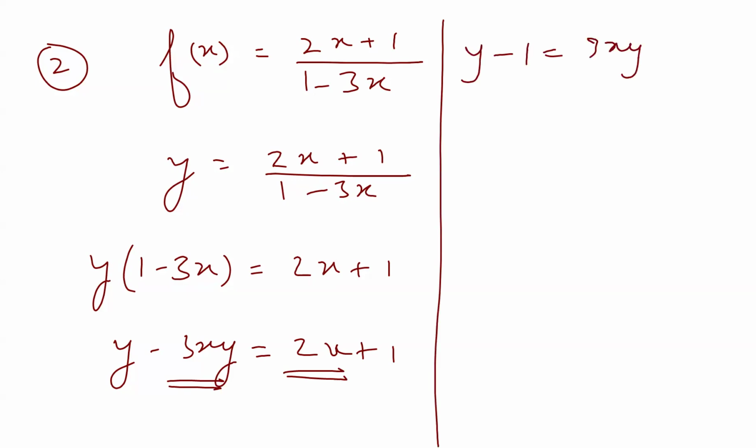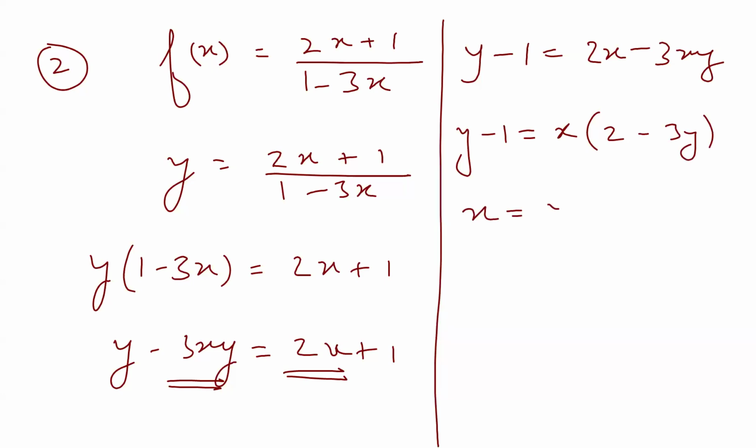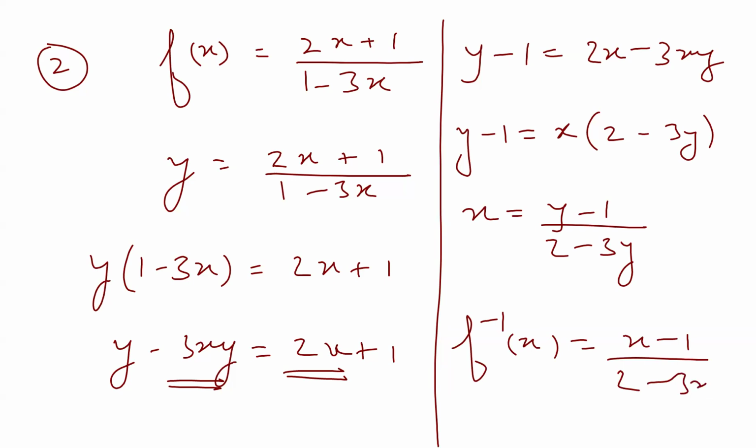Y minus 1 is equal to 2x plus 3xy. I'm sorry, 2x minus 3xy. This will be 2x minus 3xy. Take x common, 2 minus 3y. So x is equal to y minus 1 upon 2 minus 3y. So f inverse of x, replace y with x, will give your answer. That is question number 2. Let us go to question number 3.